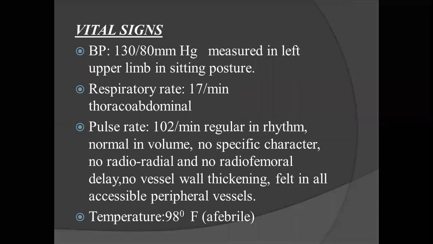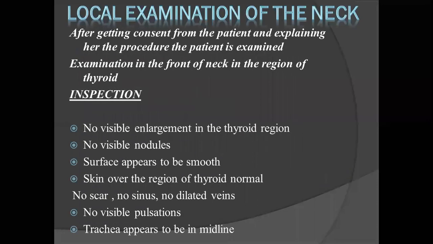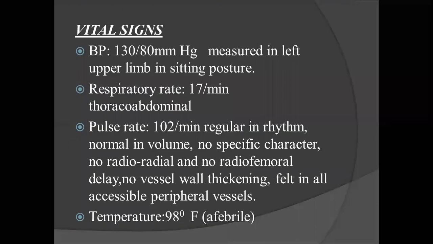Vitals, BP 130/80 mmHg measured in left upper limb in sitting posture. Respiratory rate 17 per minute, thoracoabdominal type. Pulse rate 102 per minute, regular in rhythm, normal in volume, no specific character, no radio-radial and no radio-femoral delay, no vessel wall thickening, felt in all accessible peripheral vessels. Temperature is 98 degrees Fahrenheit, afebrile. Good. There is an increased pulse rate, which is indicative of hyperthyroidism. Right. Go ahead.